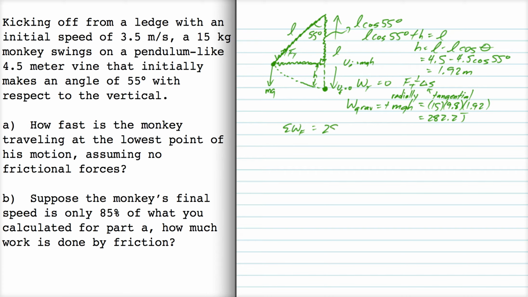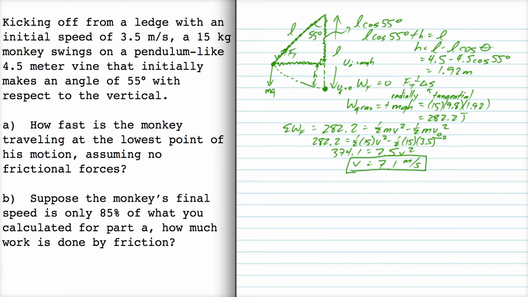Okay, so we sum the work done by all forces. That's equal to 282.2. That's equal to the change in kinetic energy. Now, in this case, we have to be a little careful here because the monkey does start off with an initial velocity. So 282.2 is equal to 1/2 times 15 times v squared minus 1/2 times 15 times 3.5 squared. So if you work this out, you get 374.1 is equal to 7.5 v squared, so v is equal to 7.1 meters per second. So there's our answer for part A.